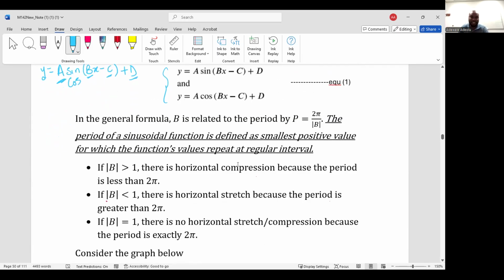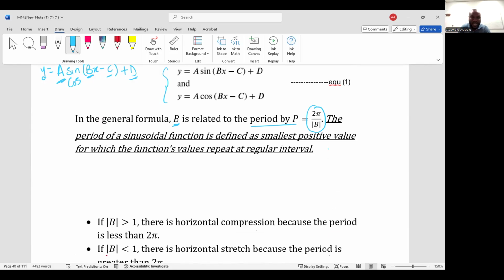In the general form, the term b is related to the period by P equals 2 pi over the absolute value of B. What is the period of a sinusoidal function? We say the period of a sinusoidal function is the smallest positive value for which the function's values repeat at regular intervals. That we now know very well. We explained that.